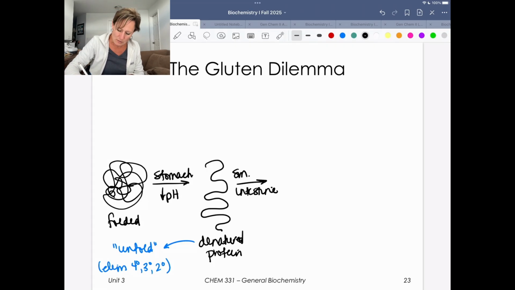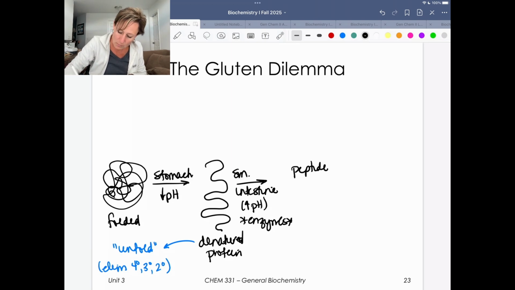Once it leaves the stomach, it's going to spend some time in the small intestine. One of the things we've talked about is the increased pH in the small intestine. Now, it's not drastic, but it's about pH 8. It's going to activate enzymes that we have there, and that is going to degrade the protein into smaller peptides and, importantly, individual amino acids. So this is a degraded protein.